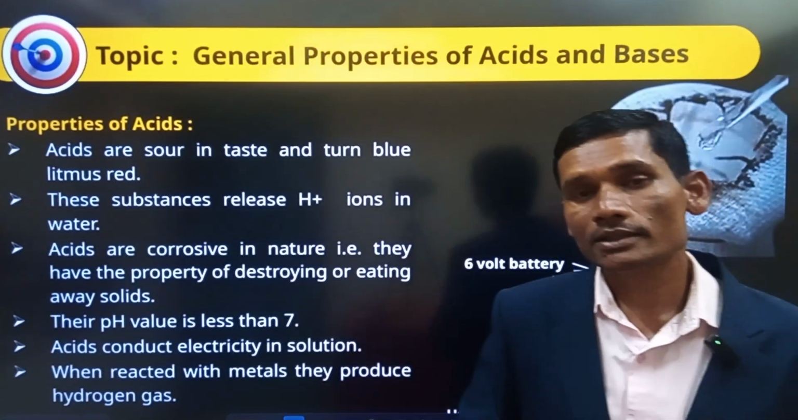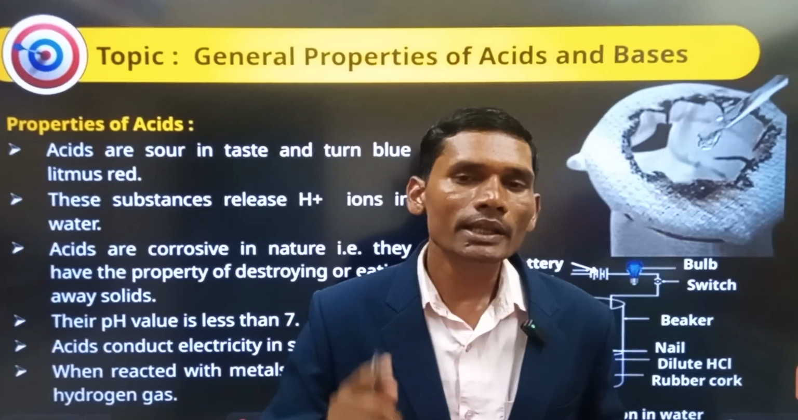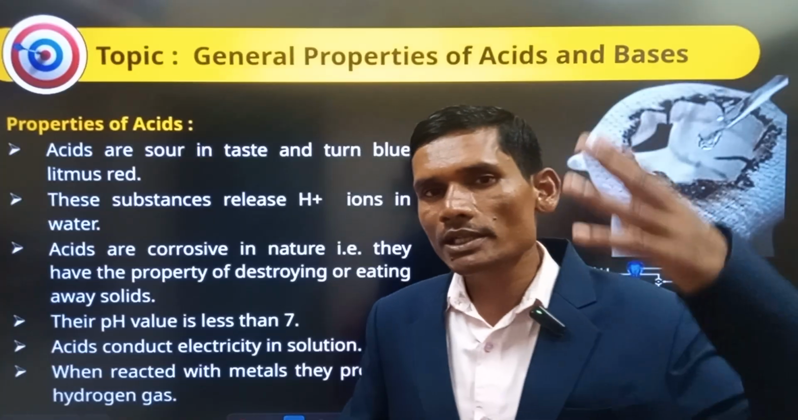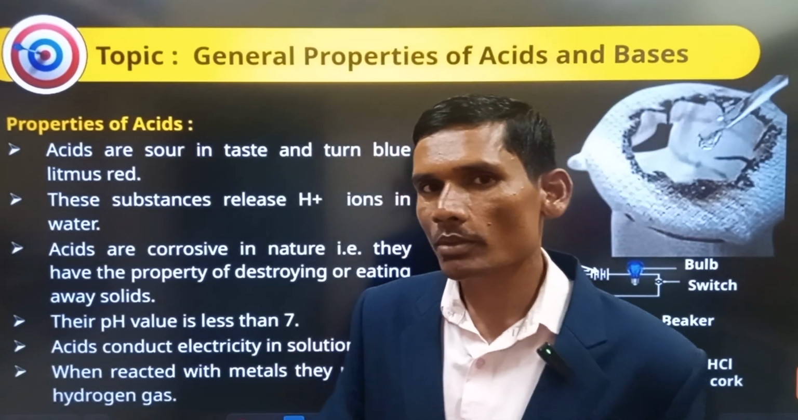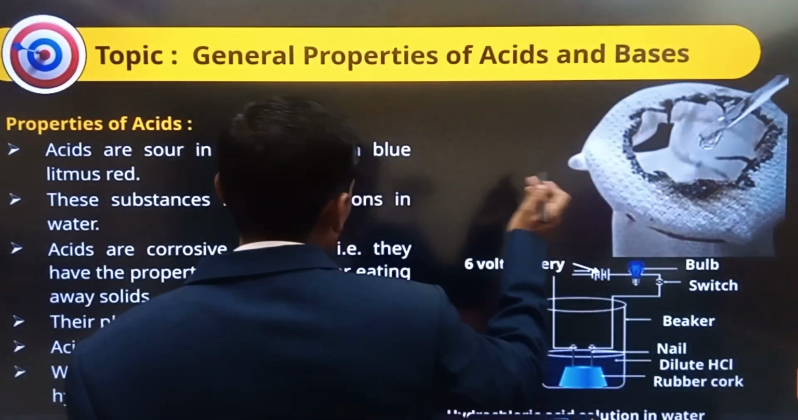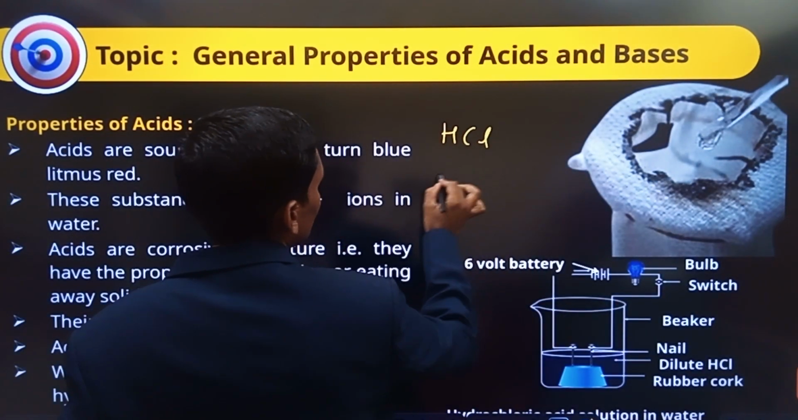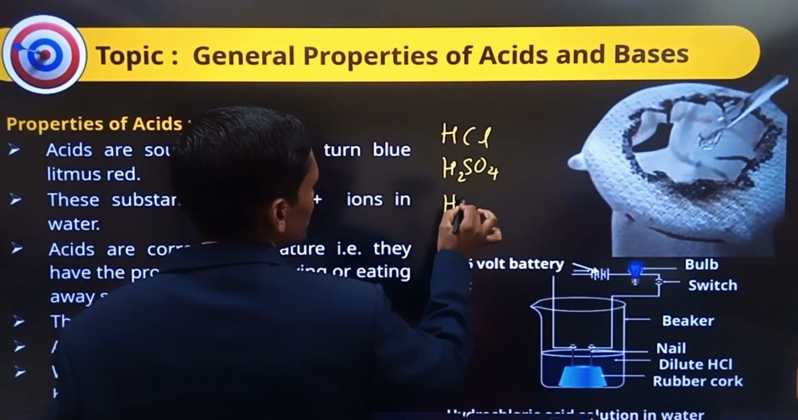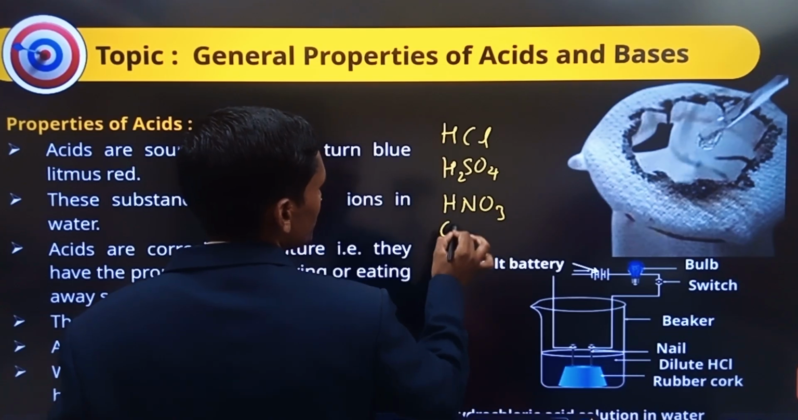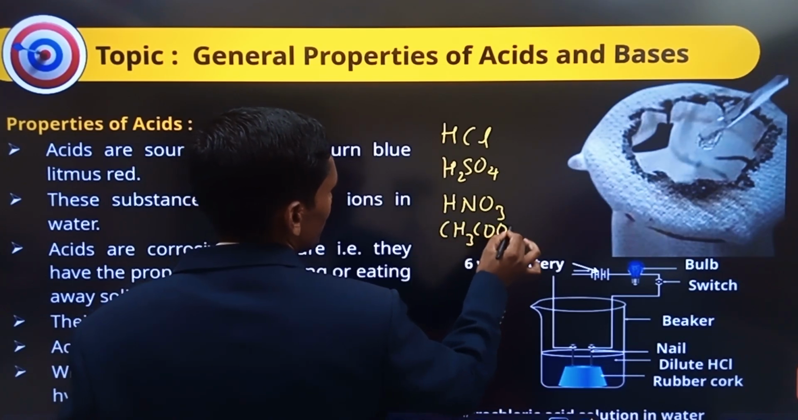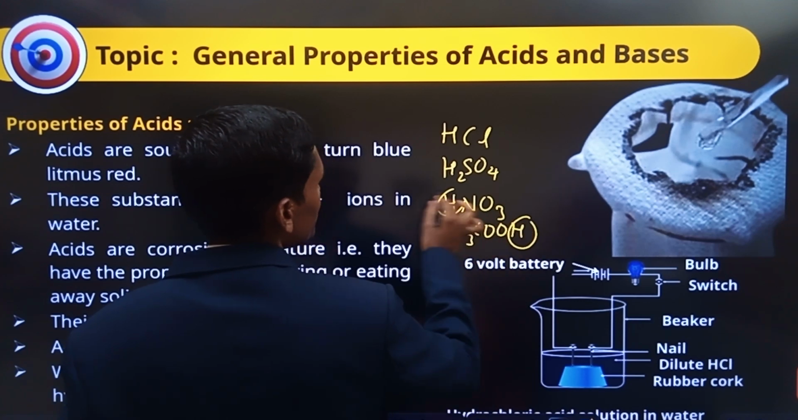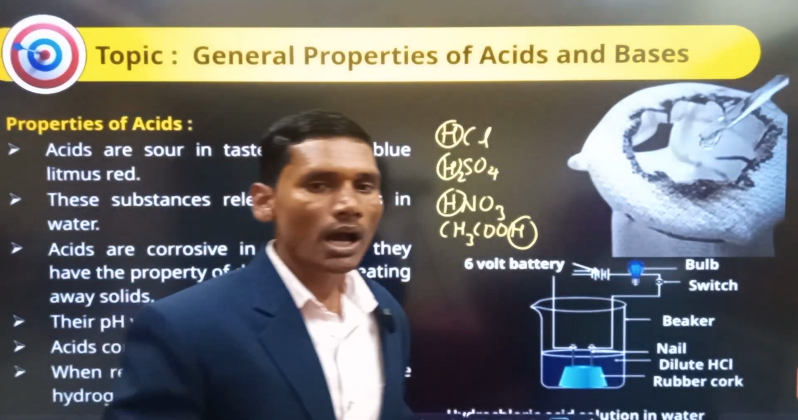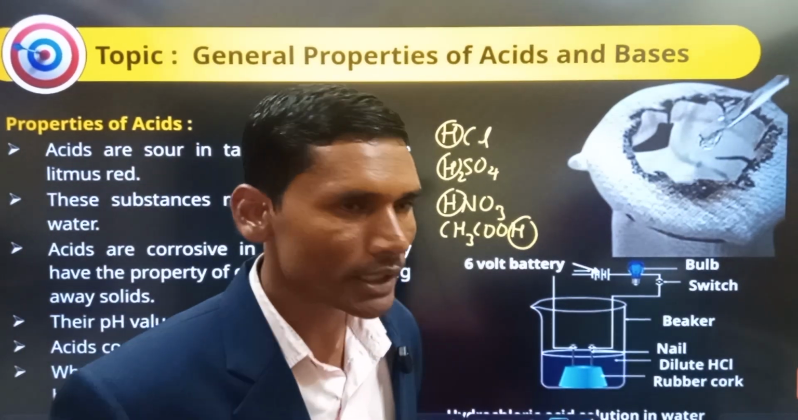Then what happens next? When acids are dissolved in water, they release hydrogen ions. This is the main important characteristic of all acids. Just go through each and every acid. What is common? Hydrogen ion is common for them. So they release hydrogen. For example HCl, H2SO4, HNO3, or CH3COOH, acetic acid, right? Everywhere hydrogen is common. They are releasing hydrogen. That is why we can say that acids, when dissolved in water, release hydrogen ions.